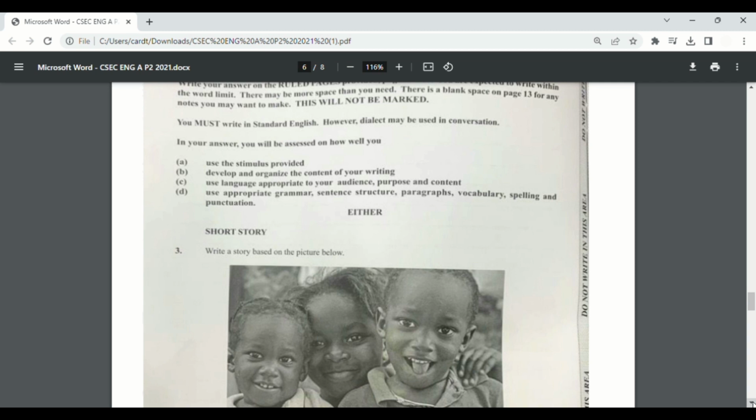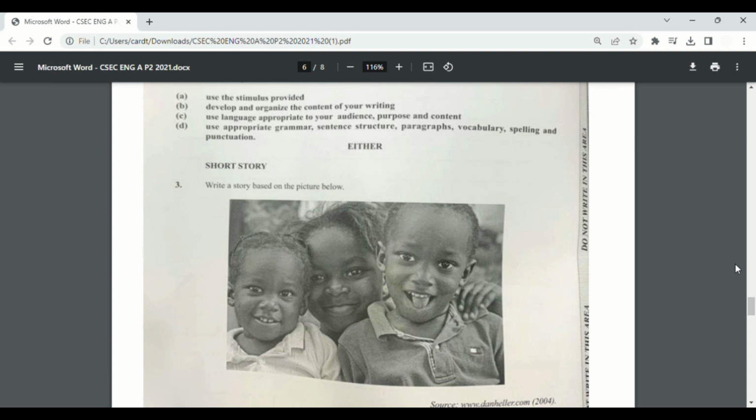Anyway, so use the stimulus provided. Develop and organize the content of your writing. Use language appropriate to your audience and purpose. Content. Okay. Use appropriate grammar, sentence structure, paragraphs, vocabulary, spelling, and punctuation. Let's go down a bit.